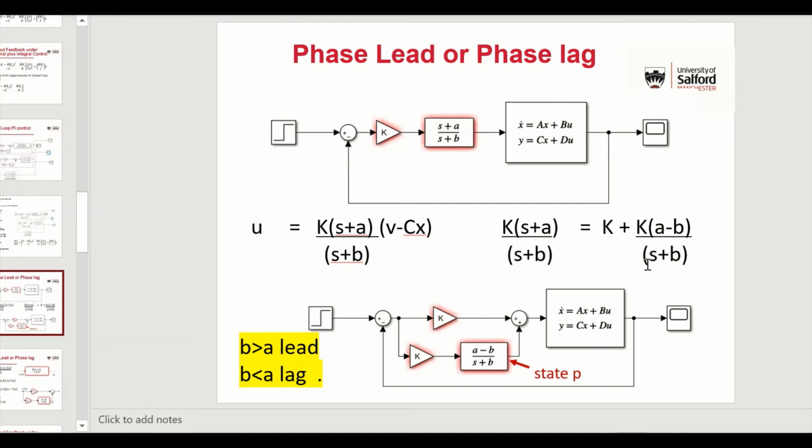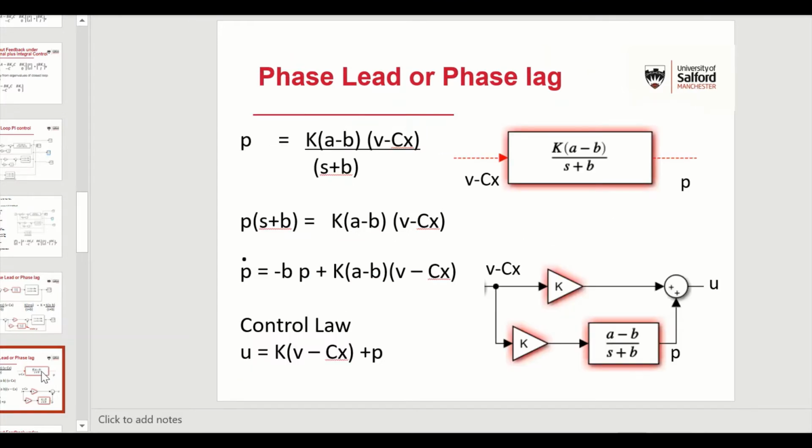So this is a very handy format now, because it means we can rewrite this little part of our block diagram as the following diagram. It's K, which is this one here, plus K(a minus b)/(s plus b). If we add these two together, this block is the same as this one. And we can now define the output from this block as a state P to get a state space equation. Then from this overall block diagram, we can generate our control law, which is the signal here, the U into the state space equations. So this is a nice little approach. Let's have a look at how we could do this.